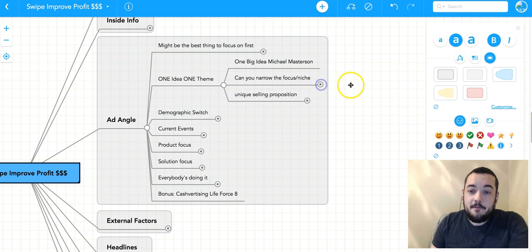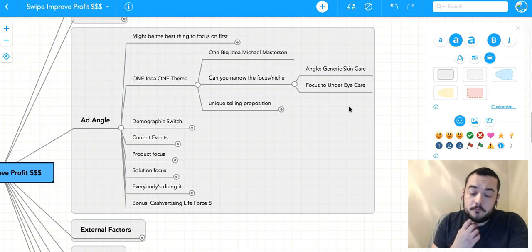So a lot of times when I find an advertorial, for example, it'll be all over the place. And you can see here I say, can you narrow the focus of the niche? Can you narrow it down? Say your angle is generic skincare. We want to focus on maybe under eye care and focus in more on one concern. Because a lot of the times what you will find is that the people who actually purchase an offer might have just one specific thing.